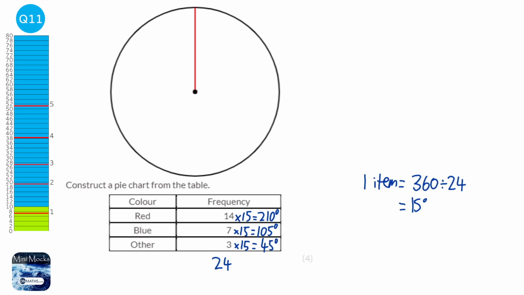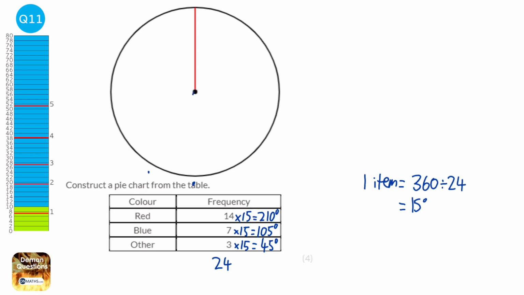So we got our protractor, rest it on the pie chart. Now we know 180 is down here, so the first thing we're going to do is just mark that on, because the first angle is going to be 210, so we know that's 180 so far. So I'm going to turn my protractor around, and from 180, 210 will be another 30, so I'm just going to plot that on, and then I'm going to join it up.